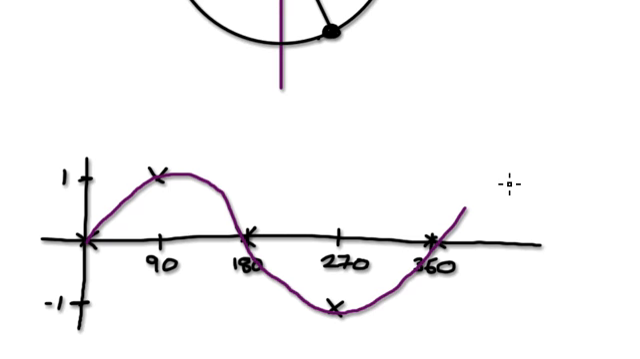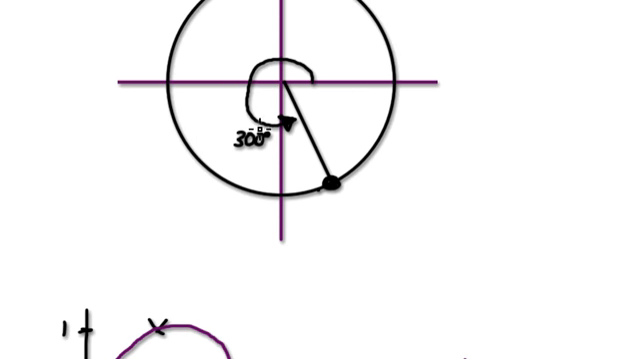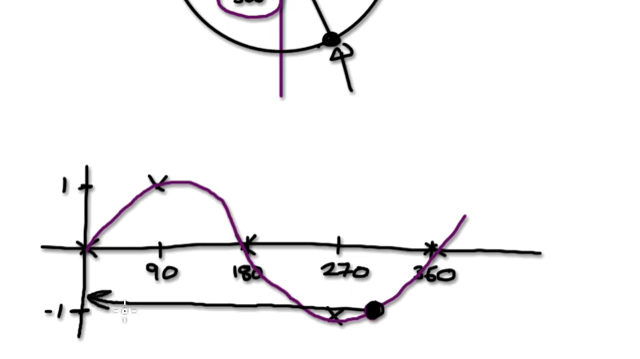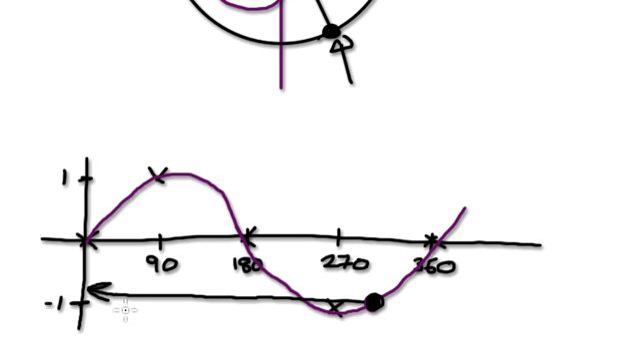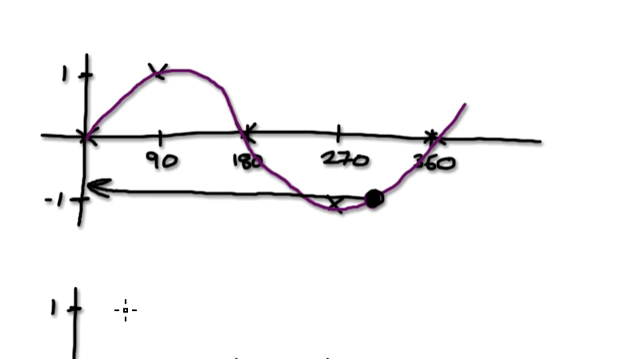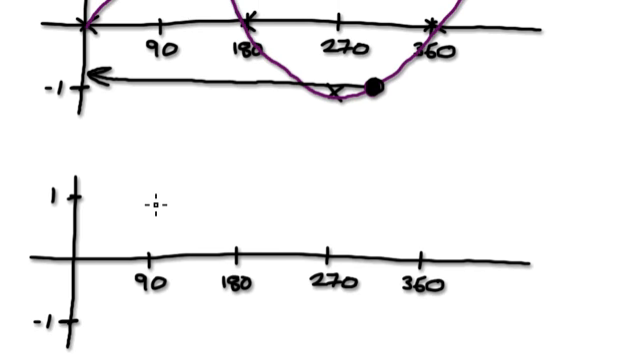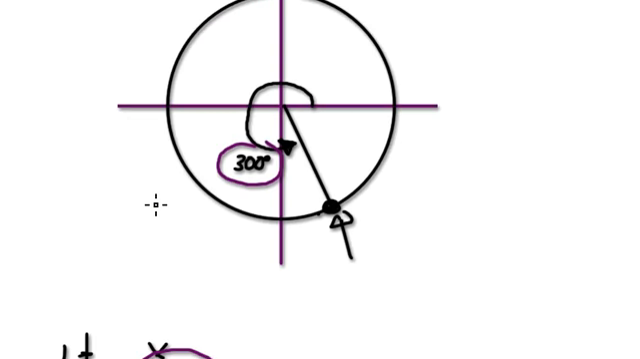Okay, and this angle here is 300. I'm going to guess 300 to be around here somewhere. So my point here could be represented here. The height here will probably be about, I don't know, 0.78 or something like that. So negative 0.78.